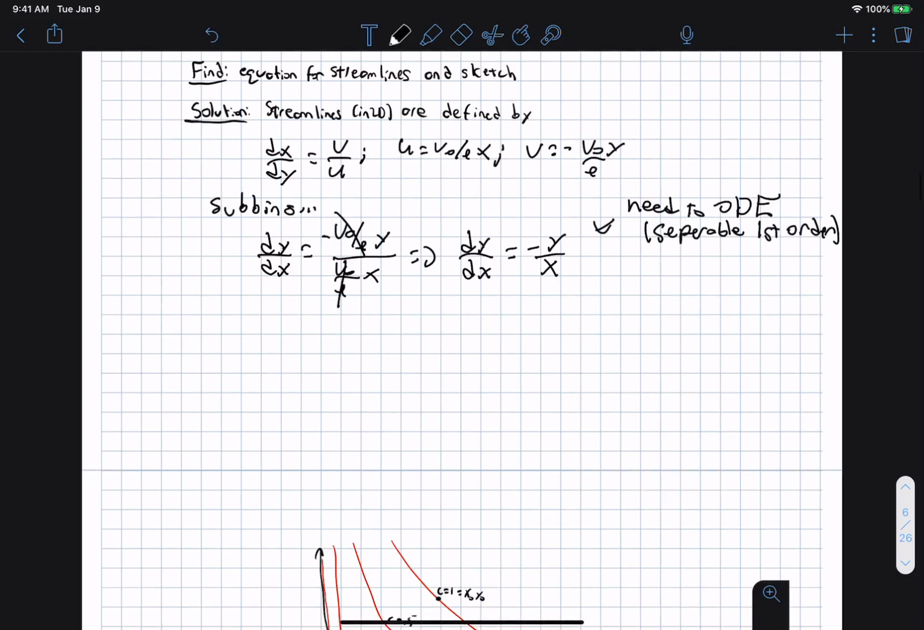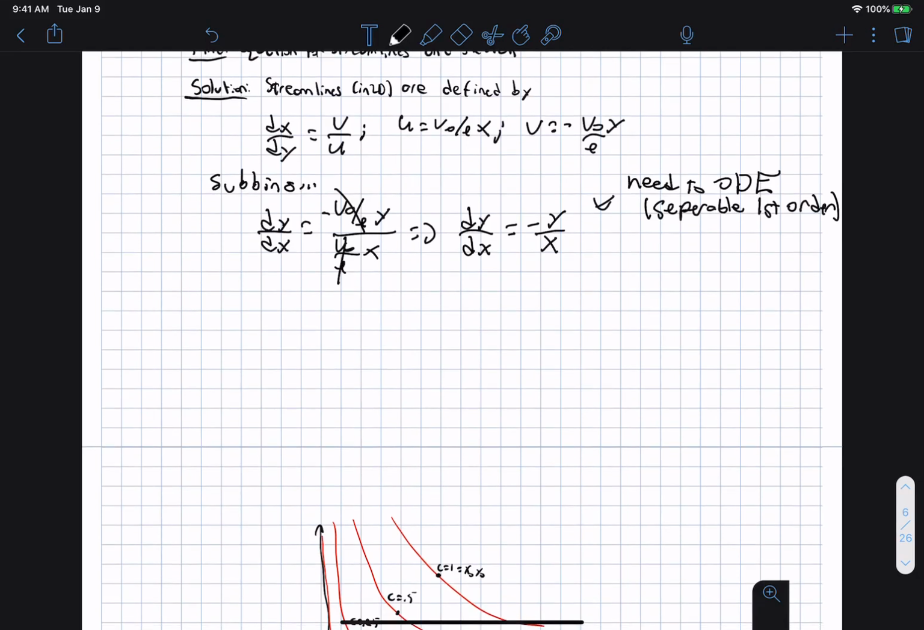So it's pretty straightforward to solve. We can separate, so we can divide both sides by y and multiply both sides by x. Doing that, we have dy over y equals minus dx over x, and then we just integrate both sides and not forget about the constants.